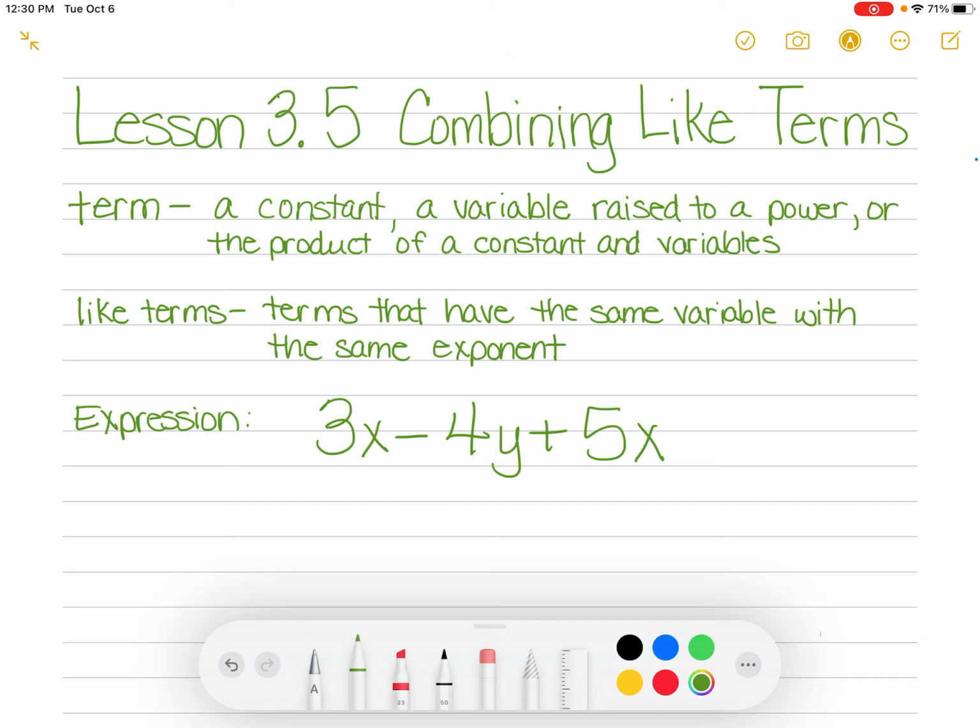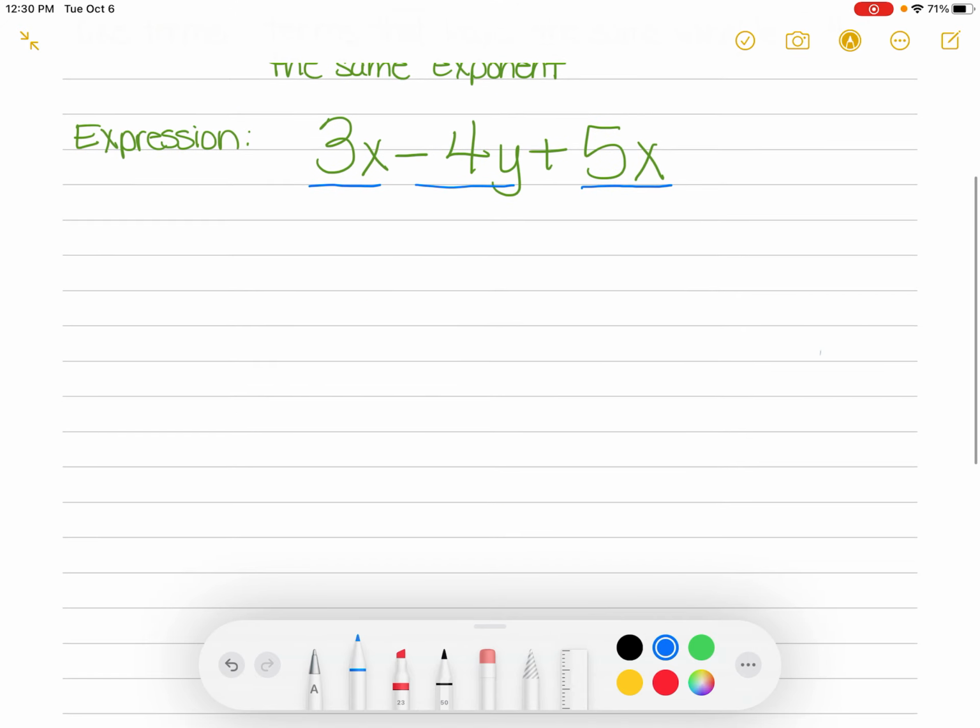So we're talking about the word terms here. So the terms are each one of these parts of the expression, okay? So they have constants and variables in them. So if I asked you what the terms were, you would write down that they are 3x, negative 4y, and 5x. Notice that when we have a minus sign, we always just interpret that as a negative in algebra. Okay, so these are the terms.